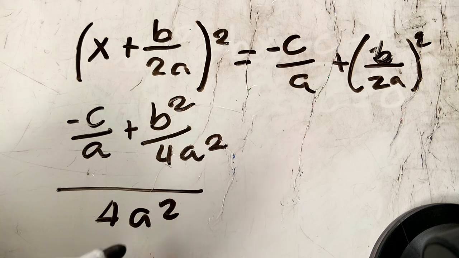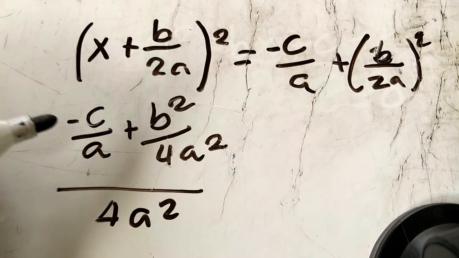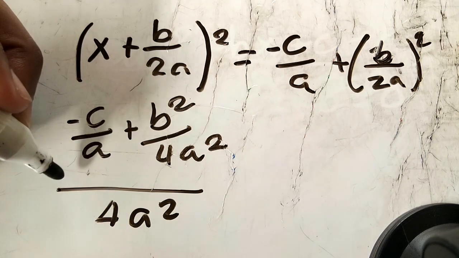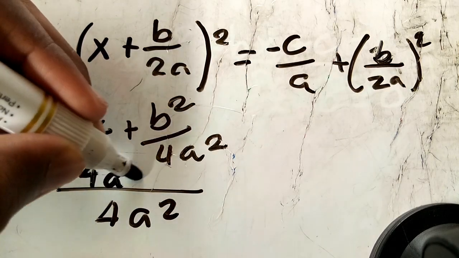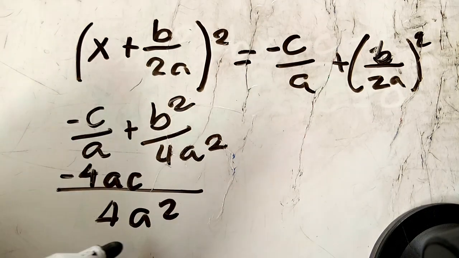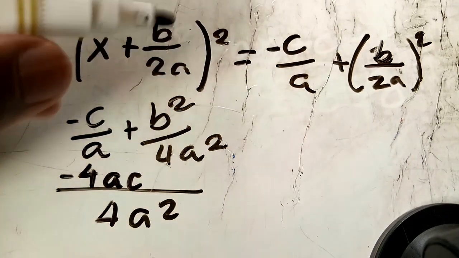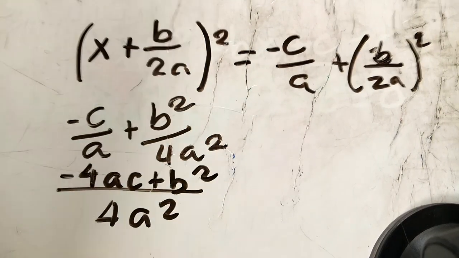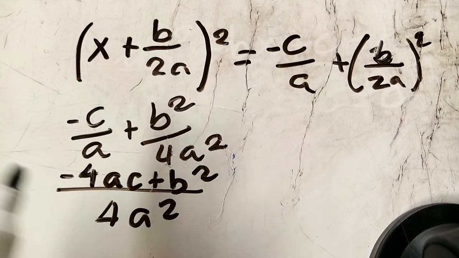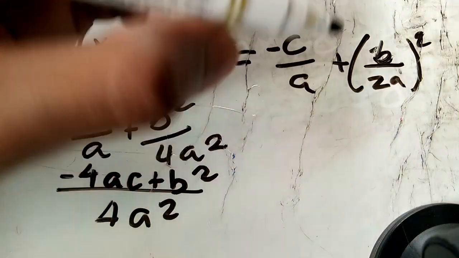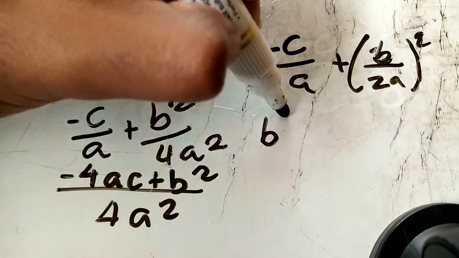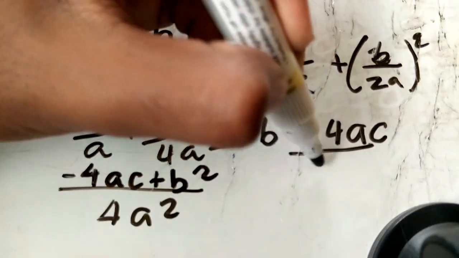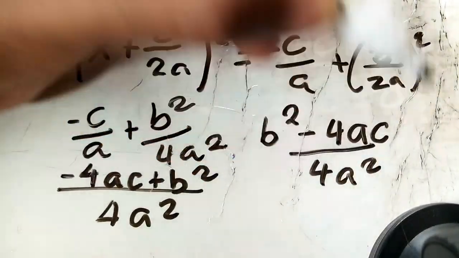Then we're going to say 4a times negative c. So 4a times negative c is negative 4ac. Then we're going to say 4a squared into 4a squared is 1, and 1 times that will be b squared. Now, let's write this into a form where we can't have this negative. So it's going to be the same as b squared minus 4ac over 4a squared.